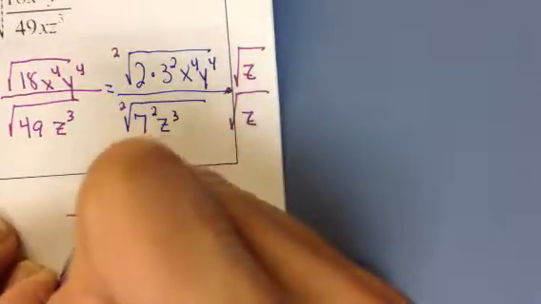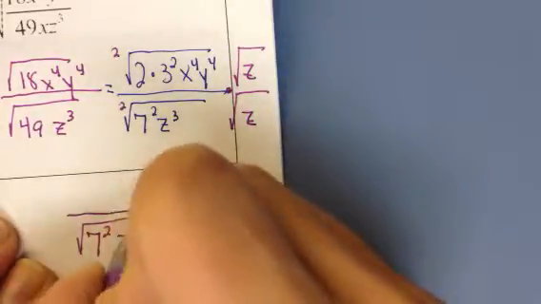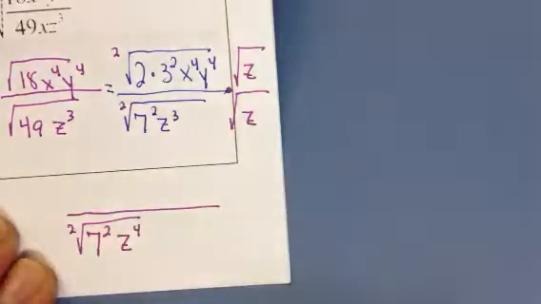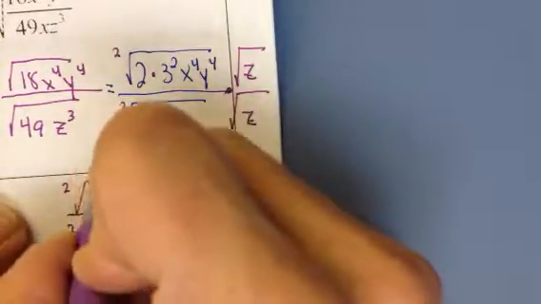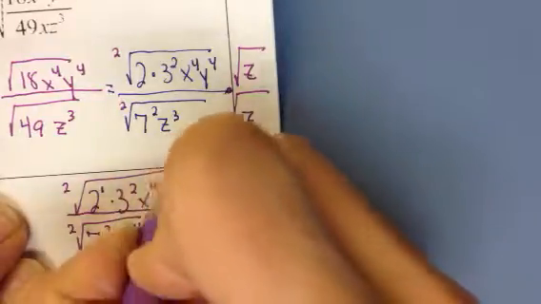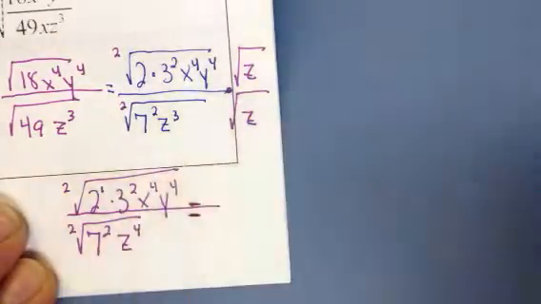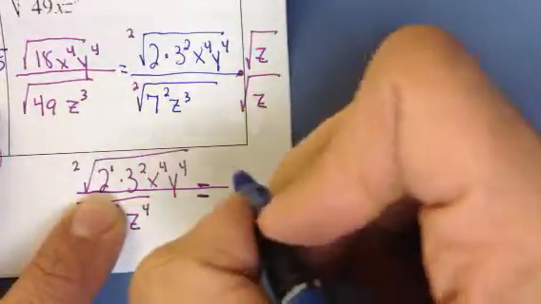So for the denominator, when I multiply it, I'll have 2 7's and 4 z's, and I'm going to put that little 2 that's there. And in the top, I'm just going to bring everything along. So I'll have 2, but I'll put a first power with it. I'll have 3 squared, x to the 4th, and y to the 4th. And now what I want to do is take everything out that's perfect. So this 2 is not perfect. It's going to stay in there.